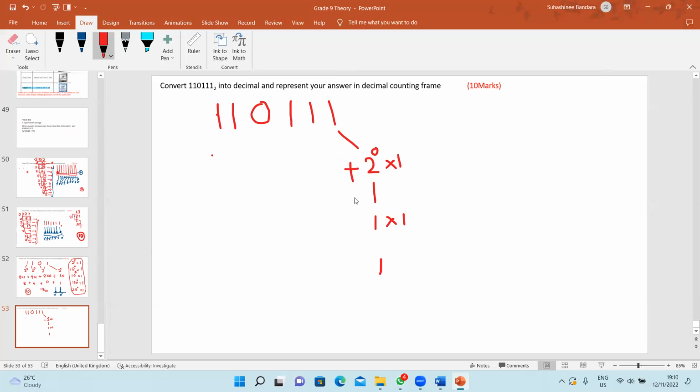That should add with the 2 to the power 2 value. 2 to the power 1, multiply with 1. That is 2 multiply with 1, then the answer will be 2. Then add with 2 to the power 2 multiply with 1. That is 4 multiply with 1. Answer is 4.